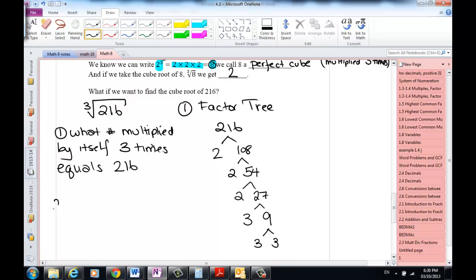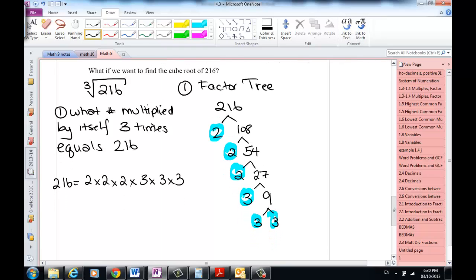Okay, so what do I have right now? I have that 216 is equal to 2, and I'm just taking my leaves, right? They're all prime. So it's 2 multiplied by 2 multiplied by 2 multiplied by 3 multiplied by 3 multiplied by 3. Now, because I'm taking the cube root, I want the number that's multiplied by itself 3 times. So I'm going to go like this. I'm going to make 3 groups. So I'm going to start off by putting one of these 2's in each group. Okay, so I've taken care of all 3 of those. Then I'm going to take one of these 3's and put them in each group.